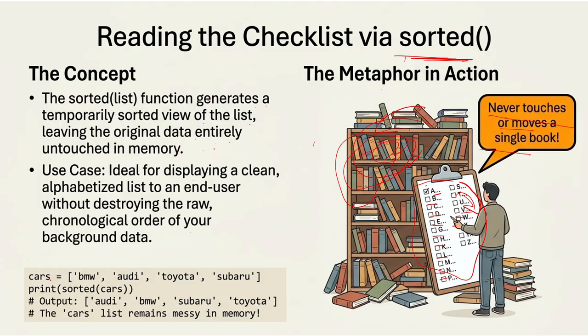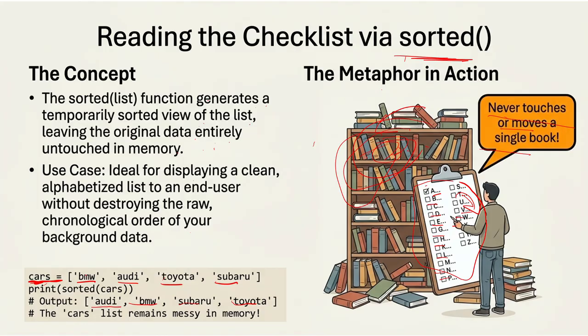So if you see over here, we have this cars list. Here we have BMW, Audi, Toyota, Subaru. If we type print sorted cars, see it's a function, it's not a method, right? So you can't access it with cars.sorted. You have to write sorted, and within this you have to write the variable name. So the variable is cars, right? So sorted cars, okay. What this will do is temporarily show you the sorted version of that list.